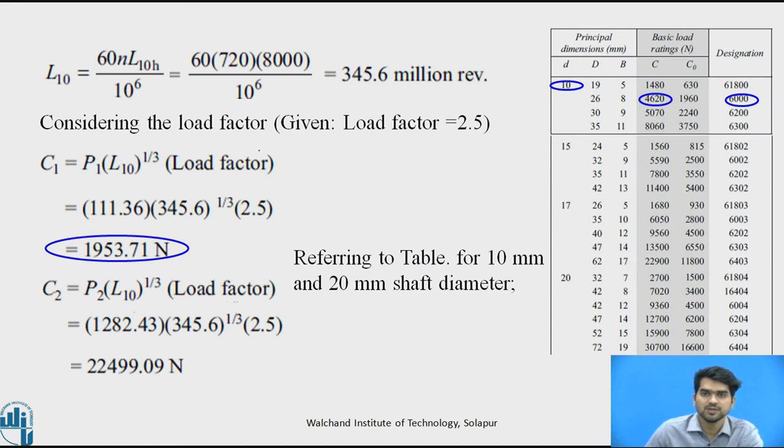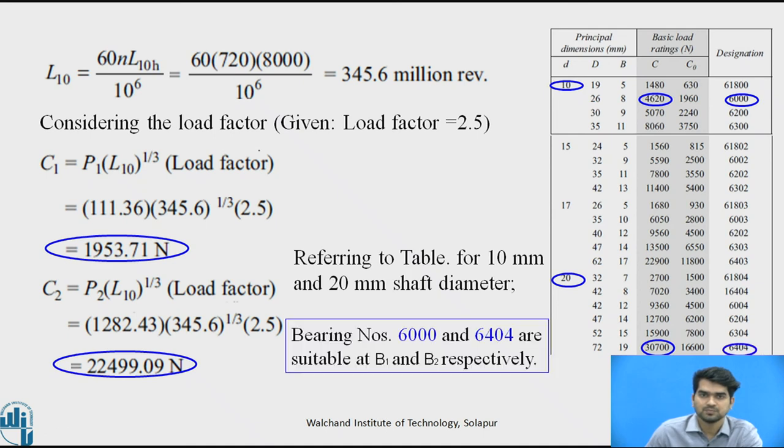Similarly, for bearing number 2, the diameter of the shaft is 20 mm, and the dynamic load is 22499.90. You can refer to the value of the dynamic load C, that is 30700, because the previous value, 15900, is less than the actual load. So I consider the next value, 30700, and for this I have to use bearing number 6404. So bearing numbers 600 and 6404 are suitable at bearing number 1 and 2.